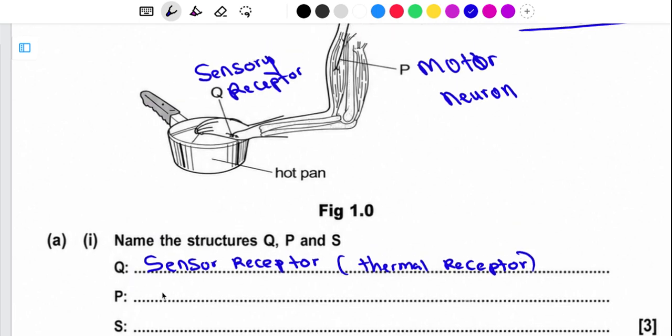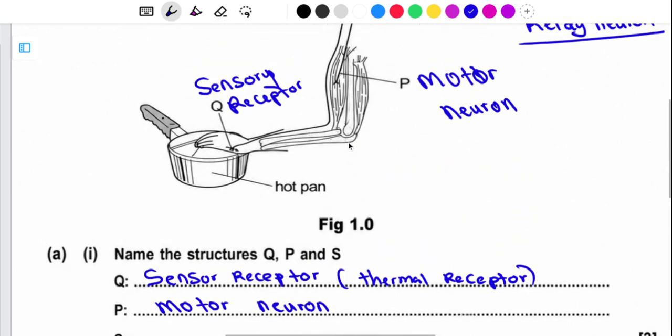For P, that one is the motor neuron. The function of the motor neuron is to take the information from the spinal cord to the muscles, which are the effectors. So this is the receptor, and these muscles, the skeletal muscles, are effectors. In terms of function, the effectors are able to contract or relax depending on the stimulus which is there. So the withdrawal of the hand once someone touches the hot object is due to the contraction of the bicep muscles. These are the bicep muscles and these are the tricep muscles.